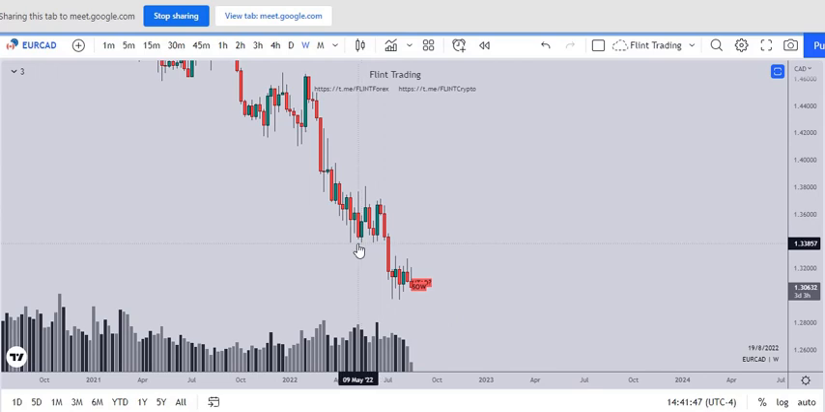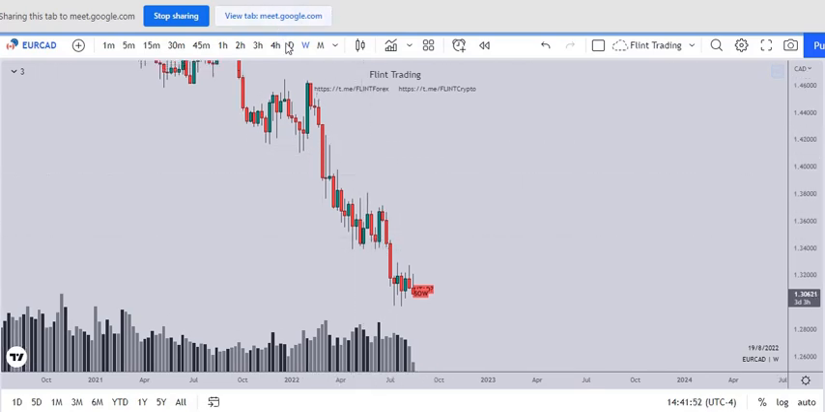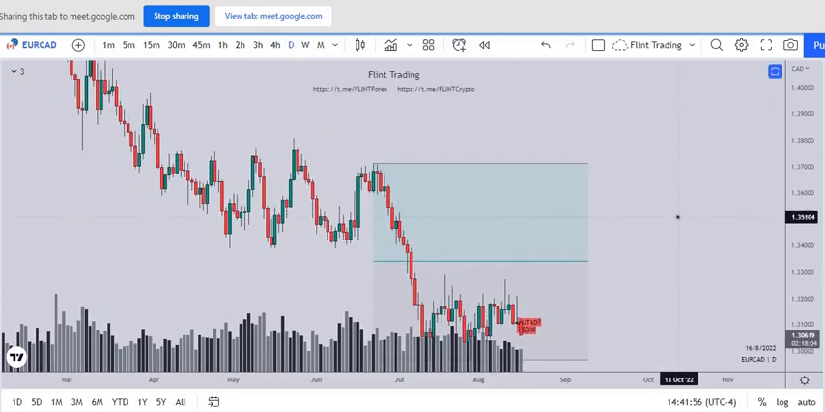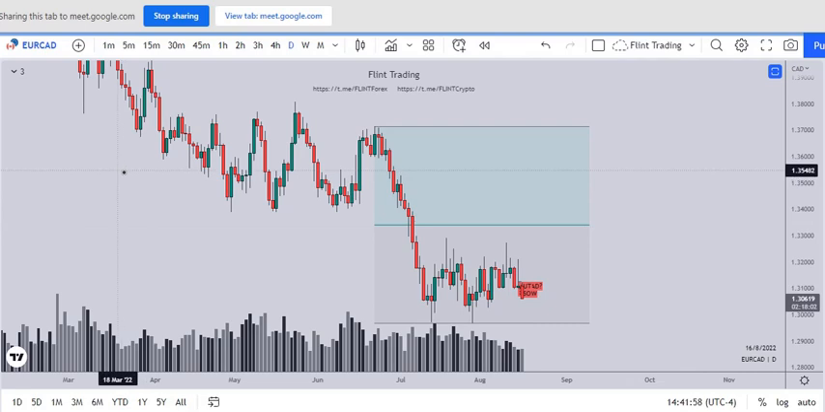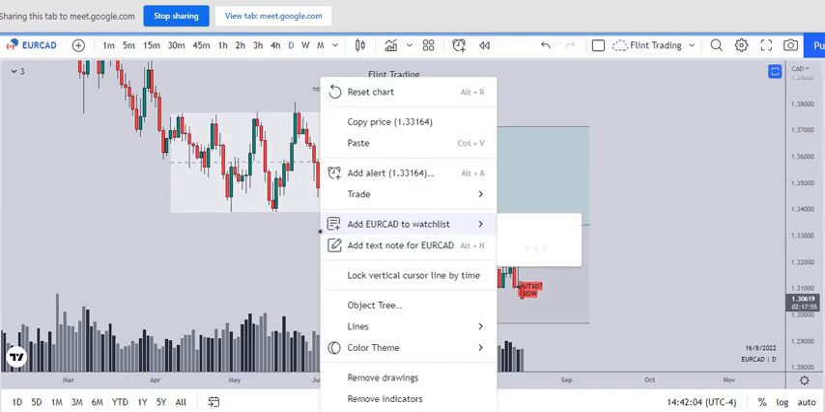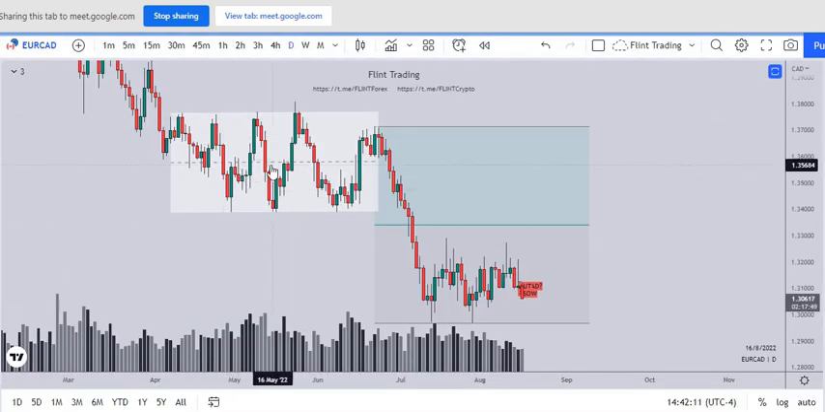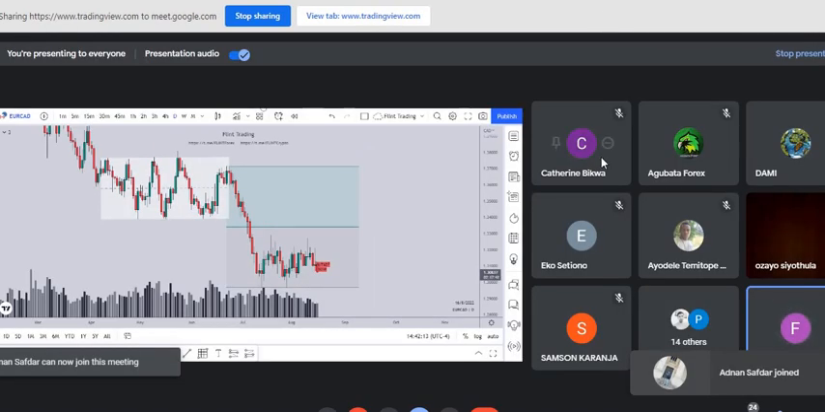There's nothing there to prepare. I was seeing nothing there. Let me go down to daily. Right here, I previously did a top analysis on USD and I was looking at this specific range right there.